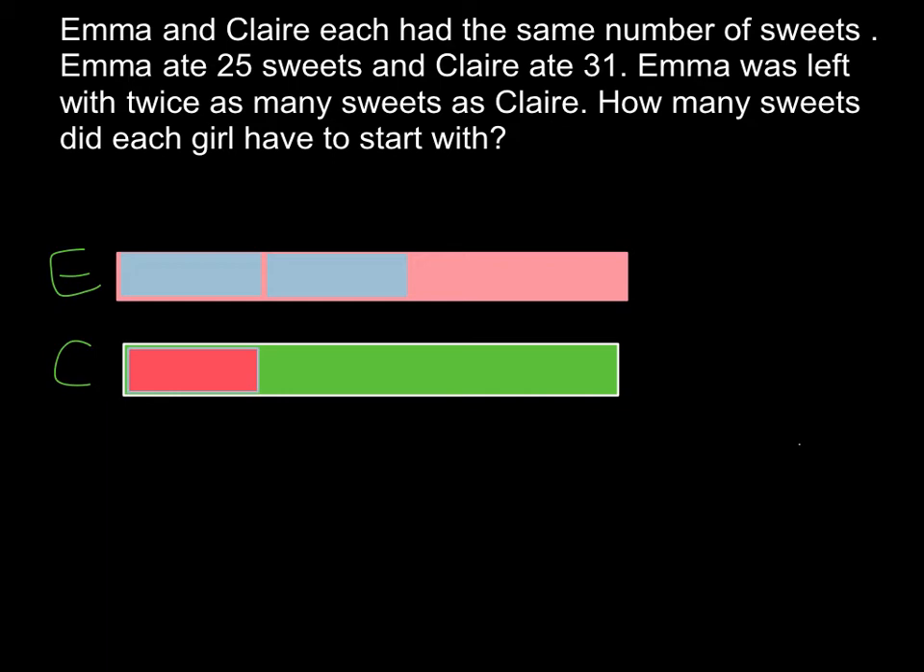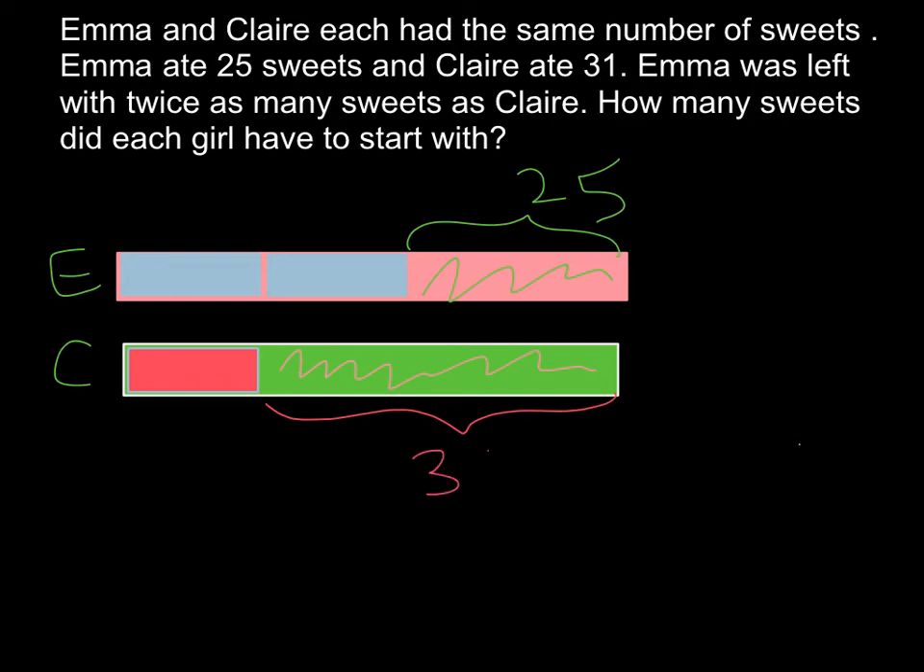Well, I can also see that what is left in my bar, so here and here, is what both girls ate. Now I know how much they ate because it tells me in the question. It tells me that Emma ate 25 and Claire, down here, ate 31. Now they must both have eaten the same amount at one point. So if this is 25 that Emma's eaten, well then Claire must also have eaten 25.